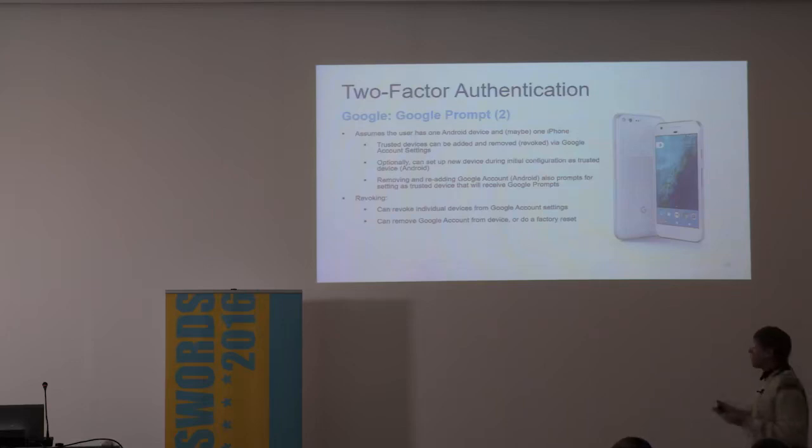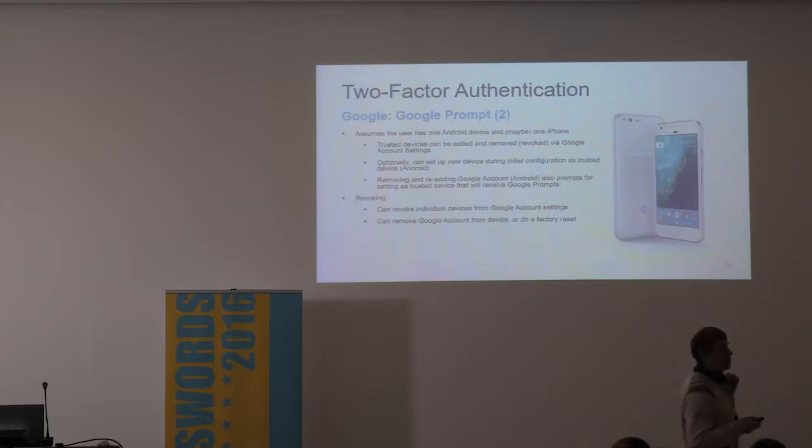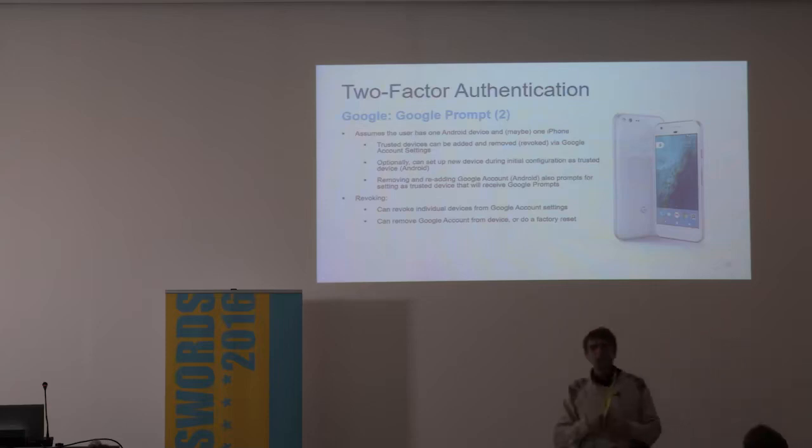You can revoke any individual device enrolled to Google Prompt. You can do that by either logging into your Google ID online with any web browser, or you can do it from the device itself, or you can do it with Android Manager by just locking the device. So it's pretty convenient. I think that this method is more secure than TOTP for obvious reasons.